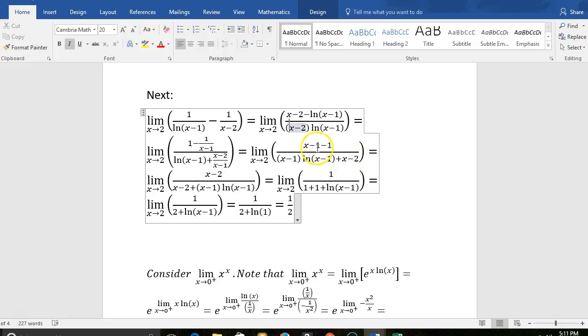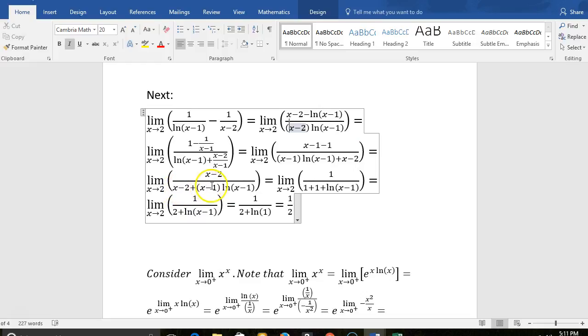So now, see this x minus 1 here and this negative 1 here will make a minus 2. So I have x minus 2 up here. Whew. Okay, so I have x minus 2 over x minus 2 plus x minus 1 ln x minus 1. And by commutativity, I can move this x minus 2 over here to the left.